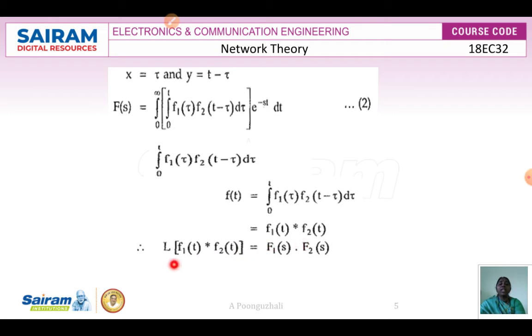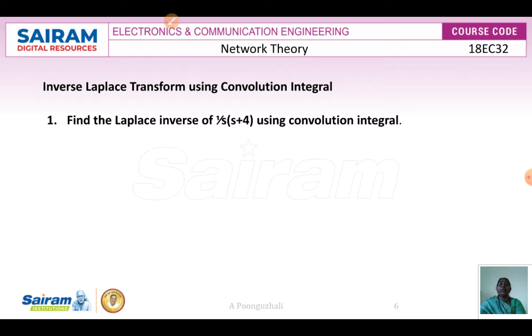So we write the Laplace transform of f1 of t convolved with f2 of t is equal to F1 of s into F2 of s. Now we are going to see the inverse Laplace transform using the convolution integral. Find the Laplace inverse of 1 by s into s plus 4 using the convolution integral.